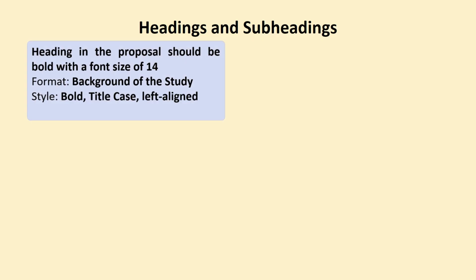Headings and subheadings. As we all know, in a proposal we have some headings. For example, introduction, rationale, objective of the study, research question. These are headings. Under these headings, sometimes, not every time, you have some subheadings also. For example, under the section introduction, you have the heading need of the study. So please make sure that headings in the proposal should be bold with a font size of 14. Format: background of the study; style: bold, title case and left aligned.